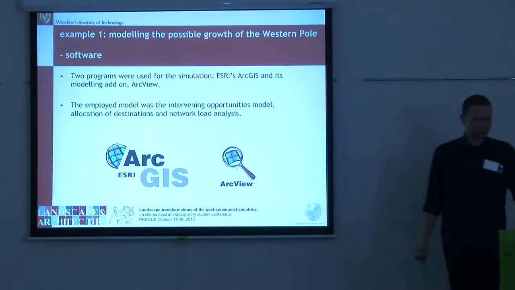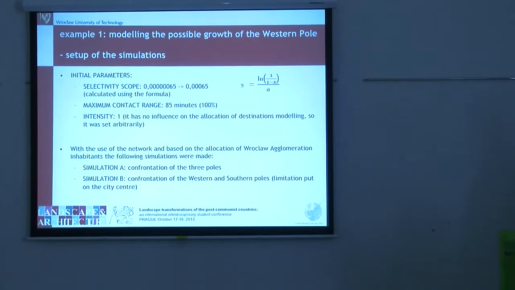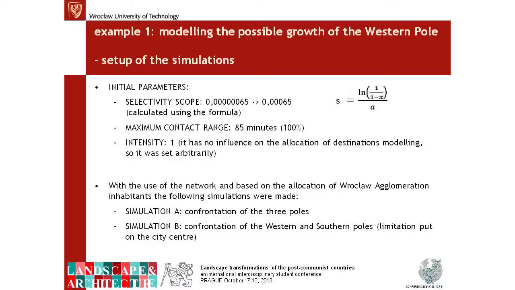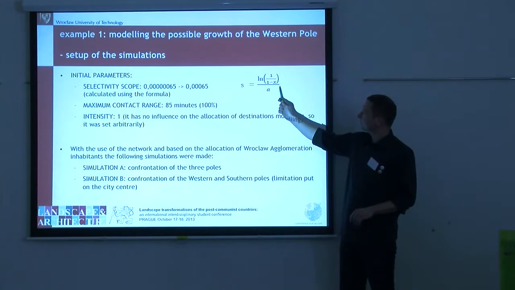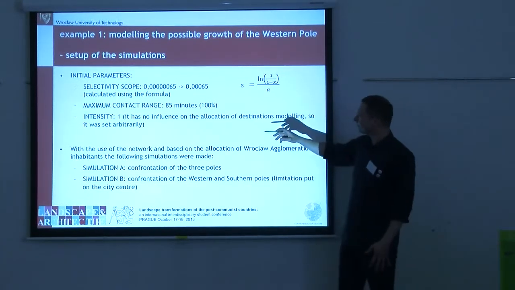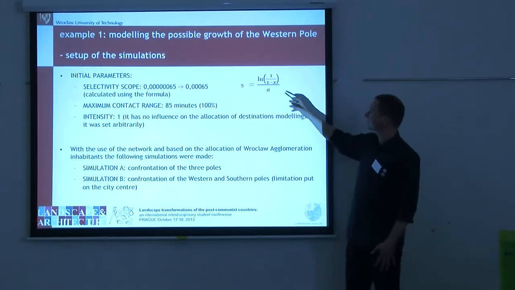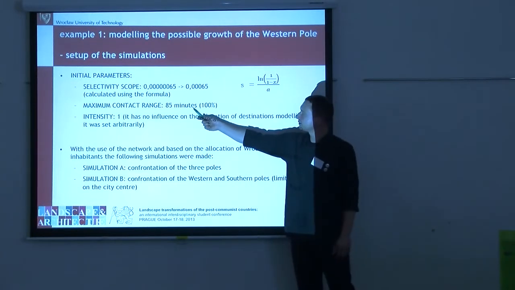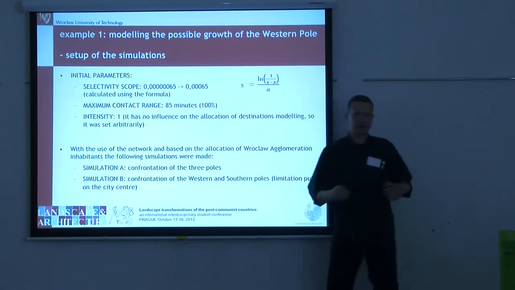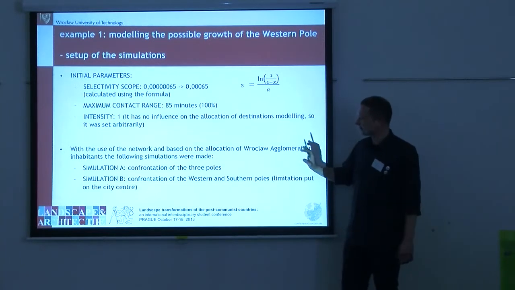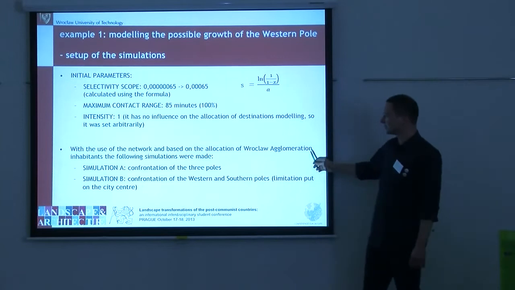Yes, we used the intervening opportunities model. For example, the setup of the simulations. That's the selectivity scope. Obviously, the sheer number does not have to tell you anything. It's calculated from a formula which takes into account just a couple of factors. It's actually much less complicated than it looks. For example, the parameter of maximum contact range is how long you allow the people to travel. Intensity in this case can be excluded.